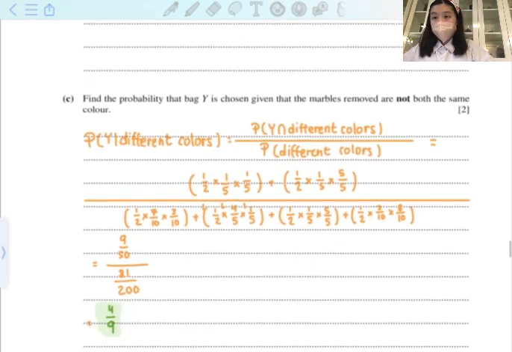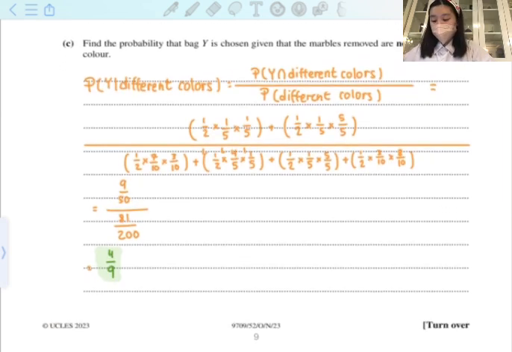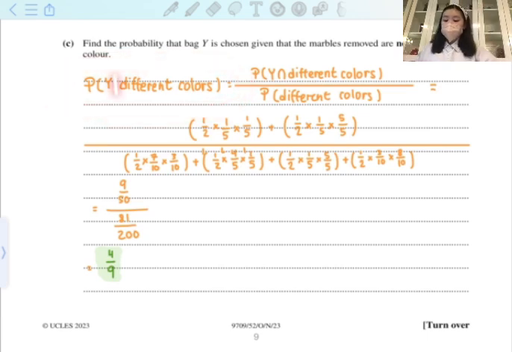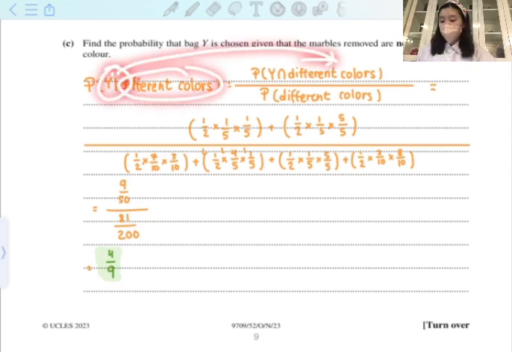C. Find the probability that bag Y is chosen given that the marbles removed are not both the same color. Oh, I don't like this question. I actually think that not many people like the given questions. A trick that you can use to make your life easier for the given questions is that when you're forming your phrase, you can always change the line in the middle to become a slash. You will make the Y the numerator, and then you can make the one below over here the denominator.